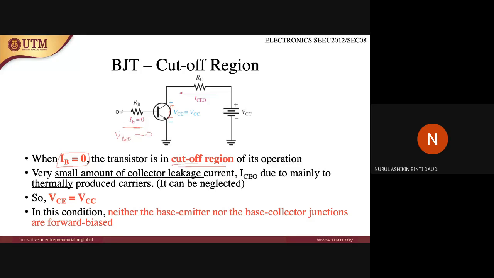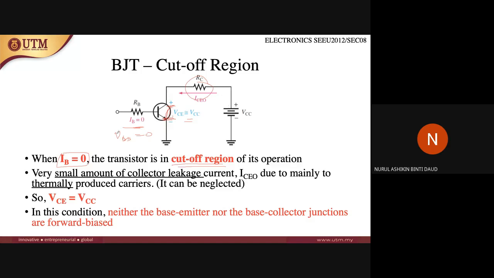Since there is no current flowing here, the voltage VCE is approximately VCC. It will not be exactly equal to VCC because there is RC here, so there will be a small potential drop across RC. But the value will not be so far different, so we can say VCE is approximately equal to VCC.